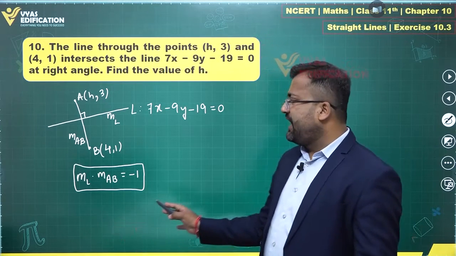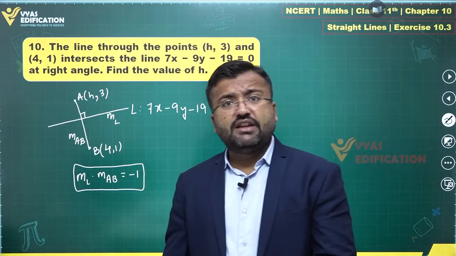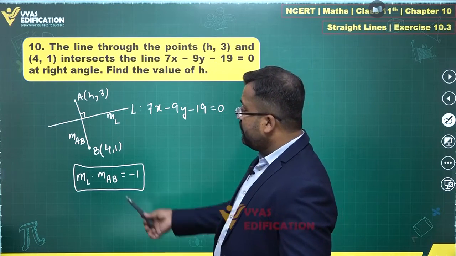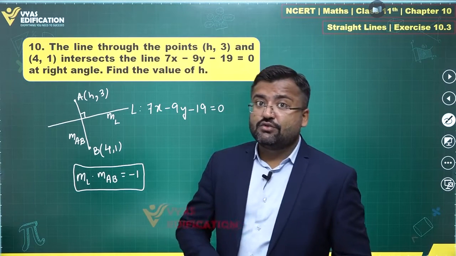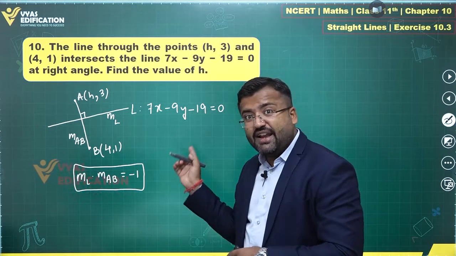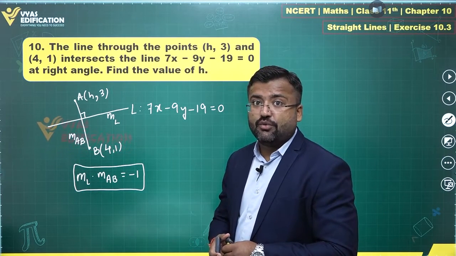Now writing the slope of AB is very simple because 2 points are given. We can always write it as y2 minus y1 upon x2 minus x1. That's the slope of AB. What about the slope of line L? Just as in the previous question we discussed, coefficient of x upon coefficient of y, 7 upon minus 9, multiply with an extra minus, you get 7 upon 9 as the slope.